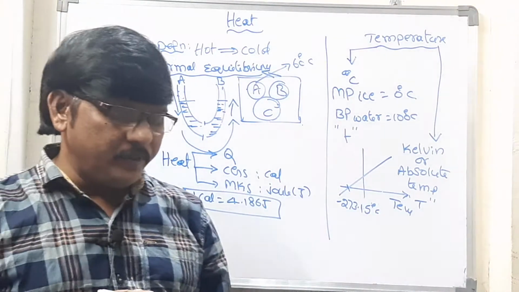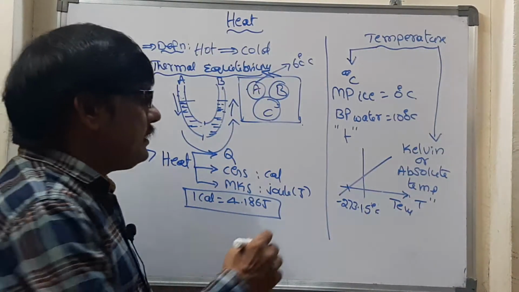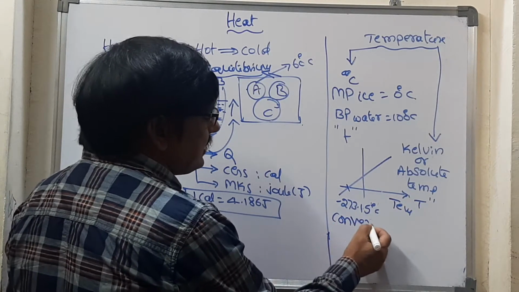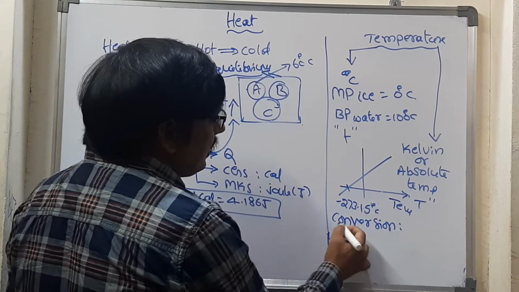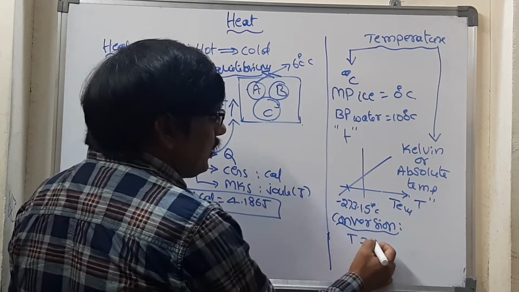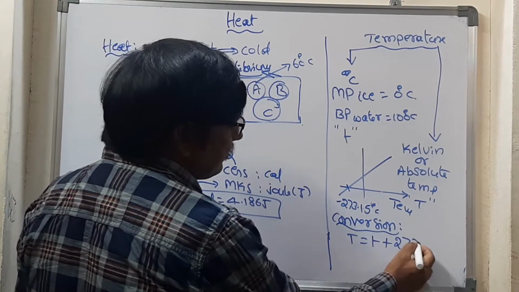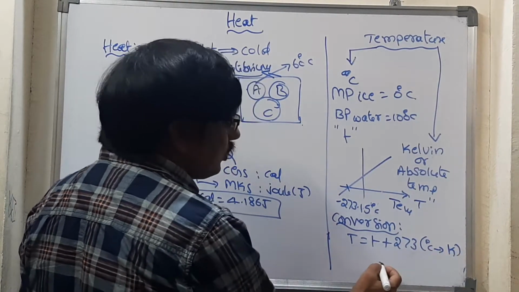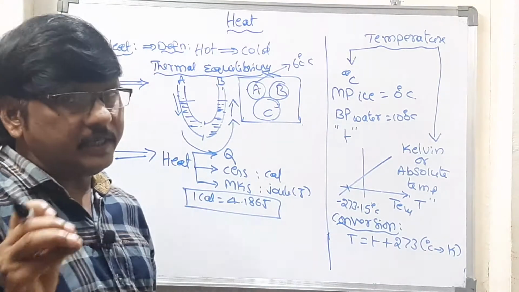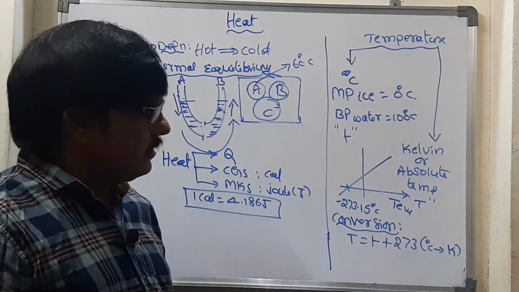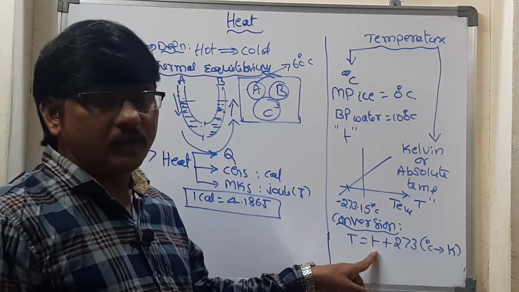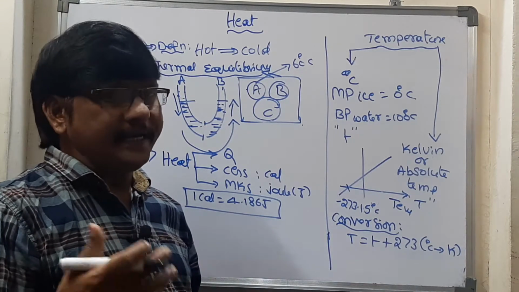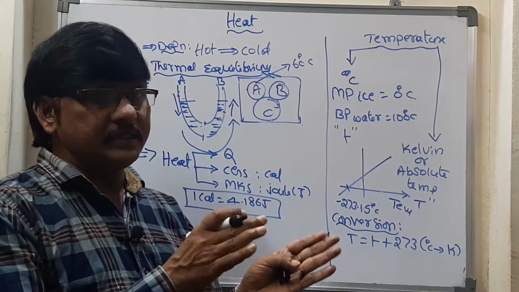Then what is the relation between these two temperatures? There is a conversion, and you can expect a question based on this. If the small t is given, meaning degree Celsius is given, this is degree Celsius to Kelvin. We will do all these sums, don't worry. If the temperature is given in degree Celsius, for example 10 degrees Celsius, how can we convert it? By this formula: capital T is equal to 10 plus 273. We get 283 Kelvin. That is degree Celsius to Kelvin.